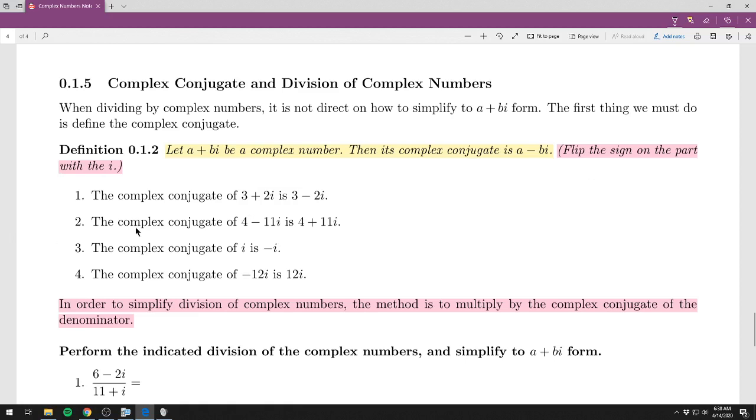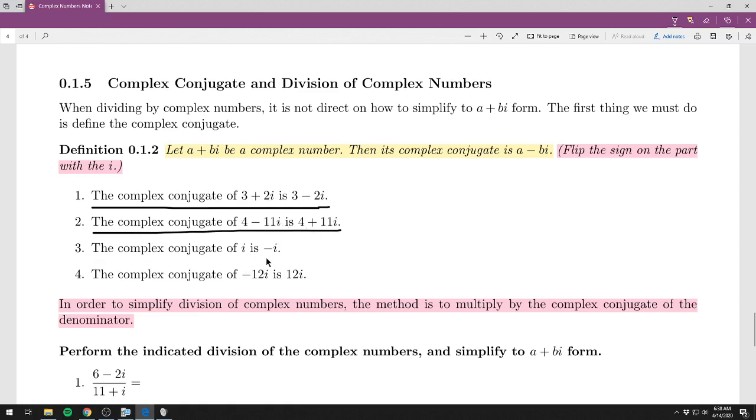If you haven't done this much before, I would just go ahead and write down one or two of these examples, but it's pretty straightforward. The complex conjugate of 3 plus 2i is 3 minus 2i. Let's just change that plus to a minus. Same deal, if you have a minus, you change it to a plus. The complex conjugate of 4 minus 11i is 4 plus 11i.